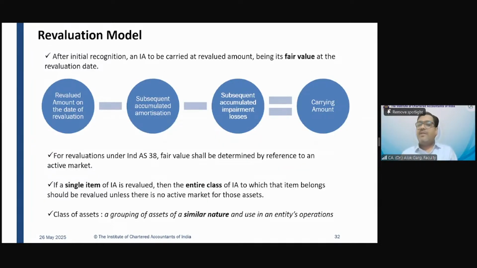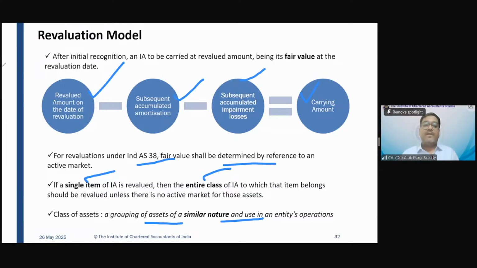What is a revaluation model? After initial recognition, the company can bring the asset to fair value on the revaluation date. What is the carrying amount formula? Same as PP&E, only the word amortization comes in place of depreciation, but it is the same. Revalued amount on the date of revaluation minus subsequent accumulated amortization minus subsequent accumulated impairment losses is equal to carrying amount. For revaluation under Ind AS 38, fair value shall be determined by reference to an active market. If a single item of intangible asset is revalued, then the entire class of intangible asset to which that item belongs should be revalued. Class of asset means grouping of assets of a similar nature and use in an entity's operations. Okay.